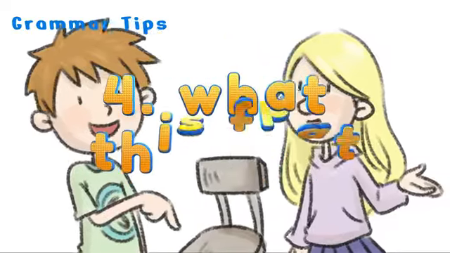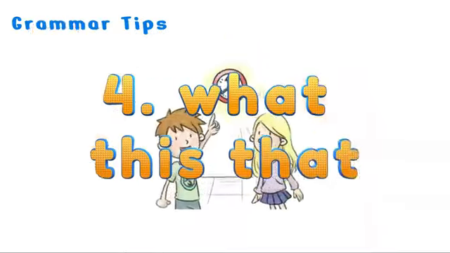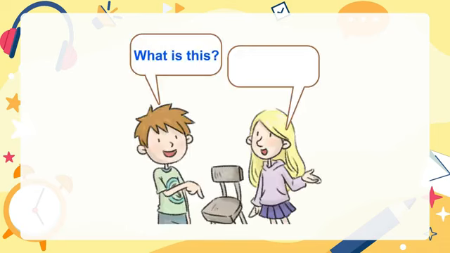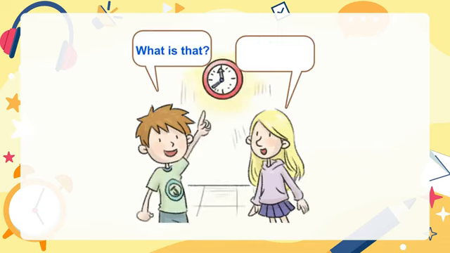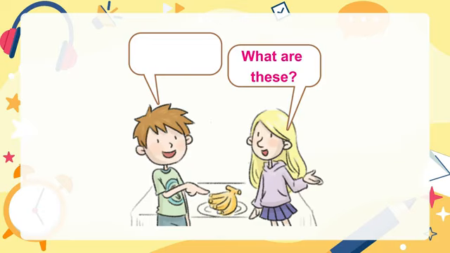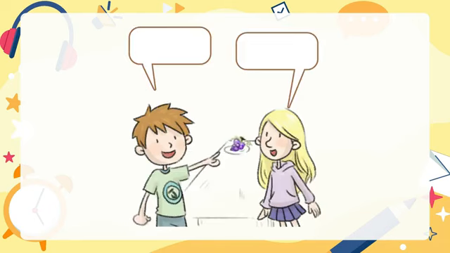Unit 4. What, this, that. What is this? This is a chair. What is that? That's a clock. What are these? They are bananas. What are those? They're grapes.